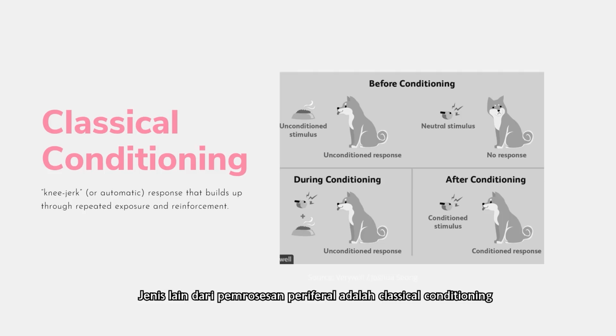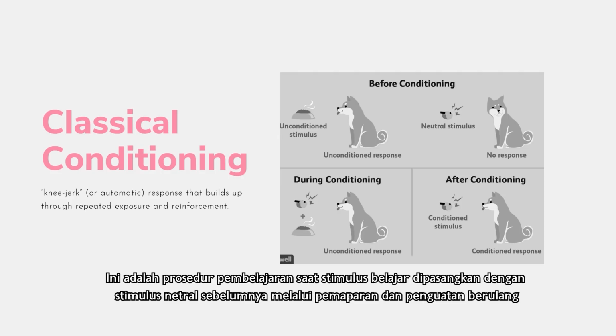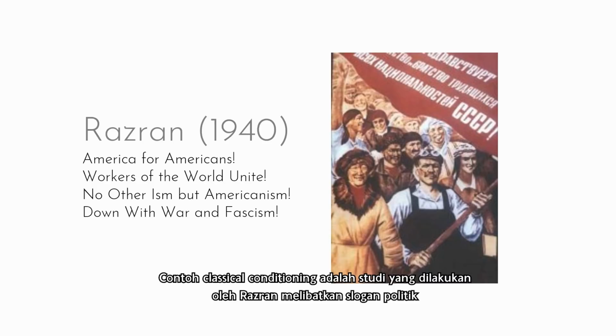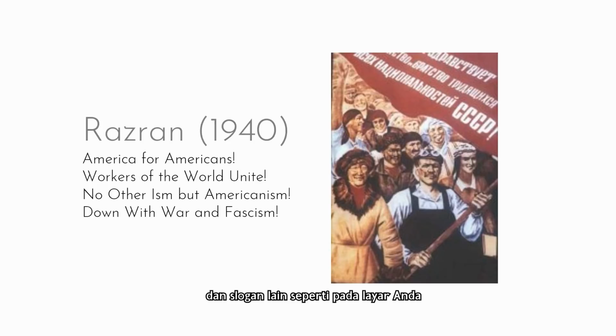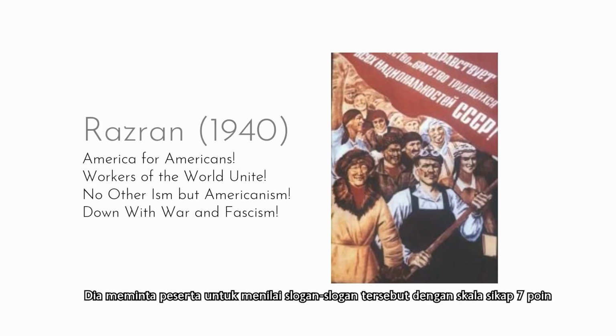Another type of peripheral processing is classical conditioning. It is a learned procedure by which a learning stimulus is paired with a previously neutral stimulus through repeated exposure and reinforcement. An example of classical conditioning is a study conducted by Razran involving political slogans. He gave a small group of 24 adults a list of political slogans, such as "America for Americans," and the other slogans you can see on your screen. They were asked to rate the slogans on a 7-point attitude scale.